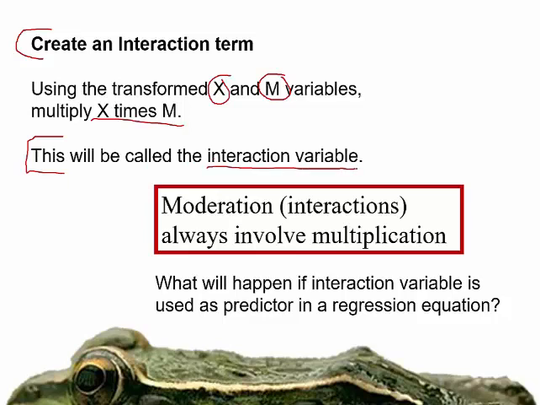And whenever we test for moderation, whenever we test for interactions, it always involves some kind of analysis where we're creating an interaction term produced by multiplication. That's always how we get an interaction term. If you say moderation, if you say interactions, what it means is you've created this interaction term through multiplication. So let's consider, why did we do this? What do we accomplish by creating this interaction term? Why is that useful or valuable for us? What do we learn from that? So I have another question. What will happen if an interaction variable is used as a predictor in a regression equation? So let's look at that and see what we get by creating this interaction term.